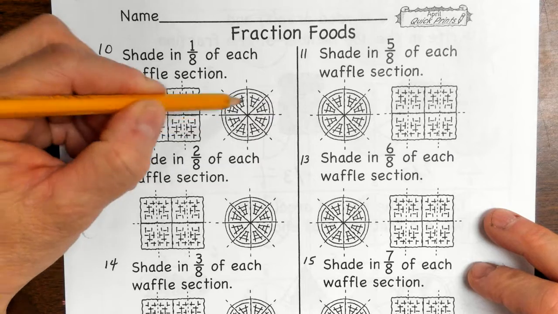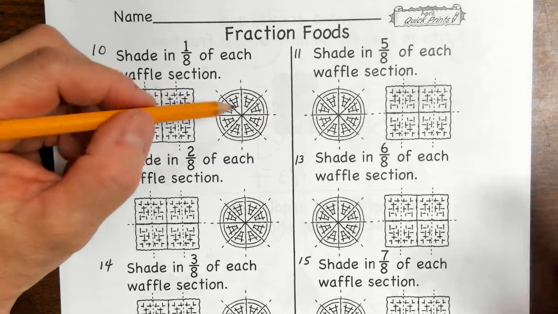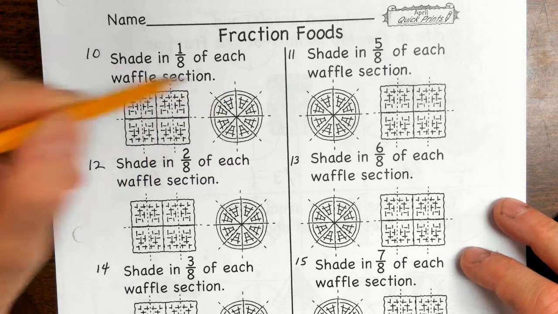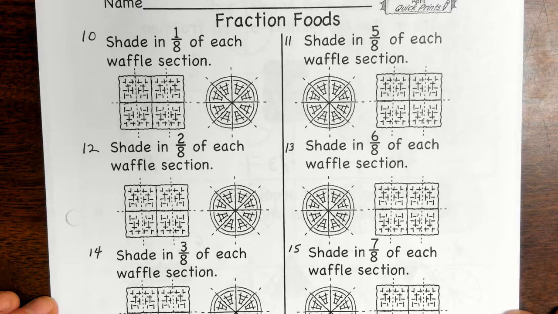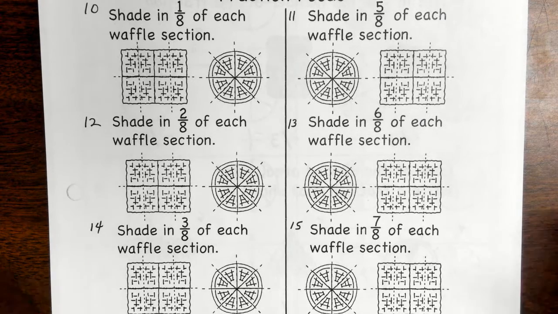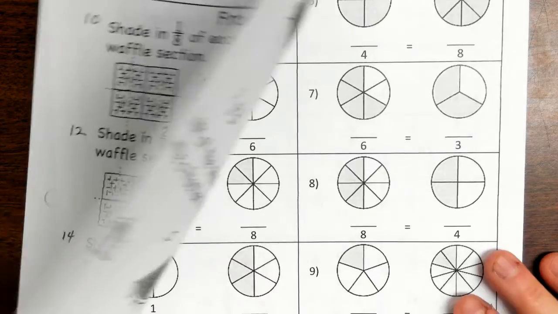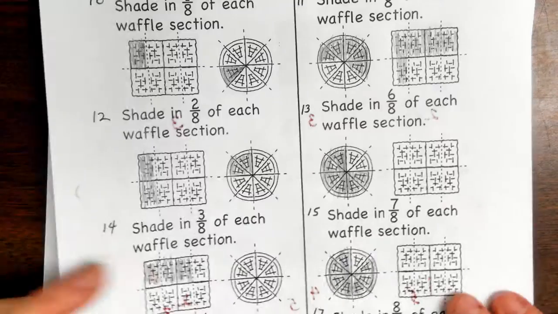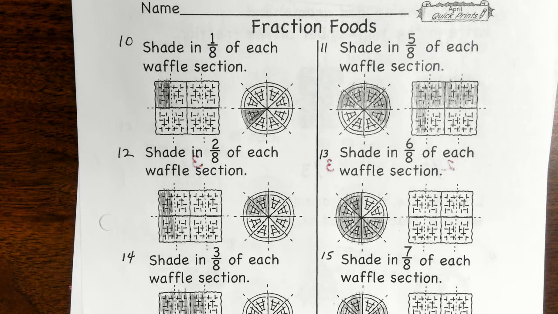And here it's a round waffle. I almost said it's a pizza, but you're going to shade in 1/8 of that. So think through each of those, and if you are able to print the sheet out, you can go ahead and fill it out. But let's go over these answers together. And we're going to make some additional connections here, please.